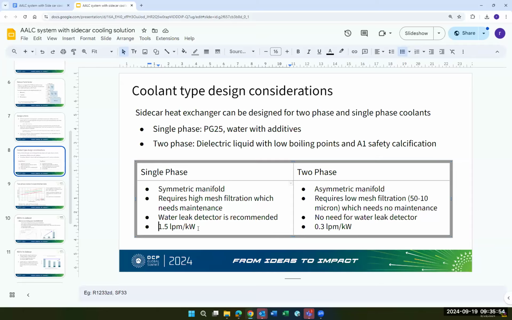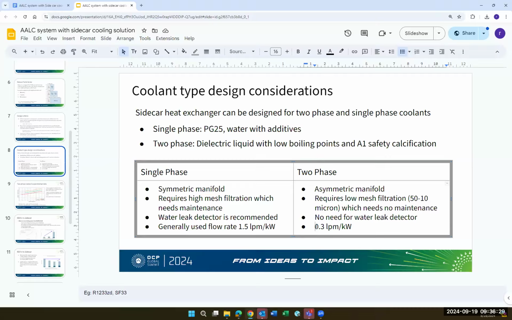Sure. And 1.5 LPM is not a fixed standard. This is a generally used figure that was published by Intel. But it's a function of the temperature difference for the fluid flow rate. Yeah, 1.5 is related to a 10-degree difference between the cold and hot liquid.